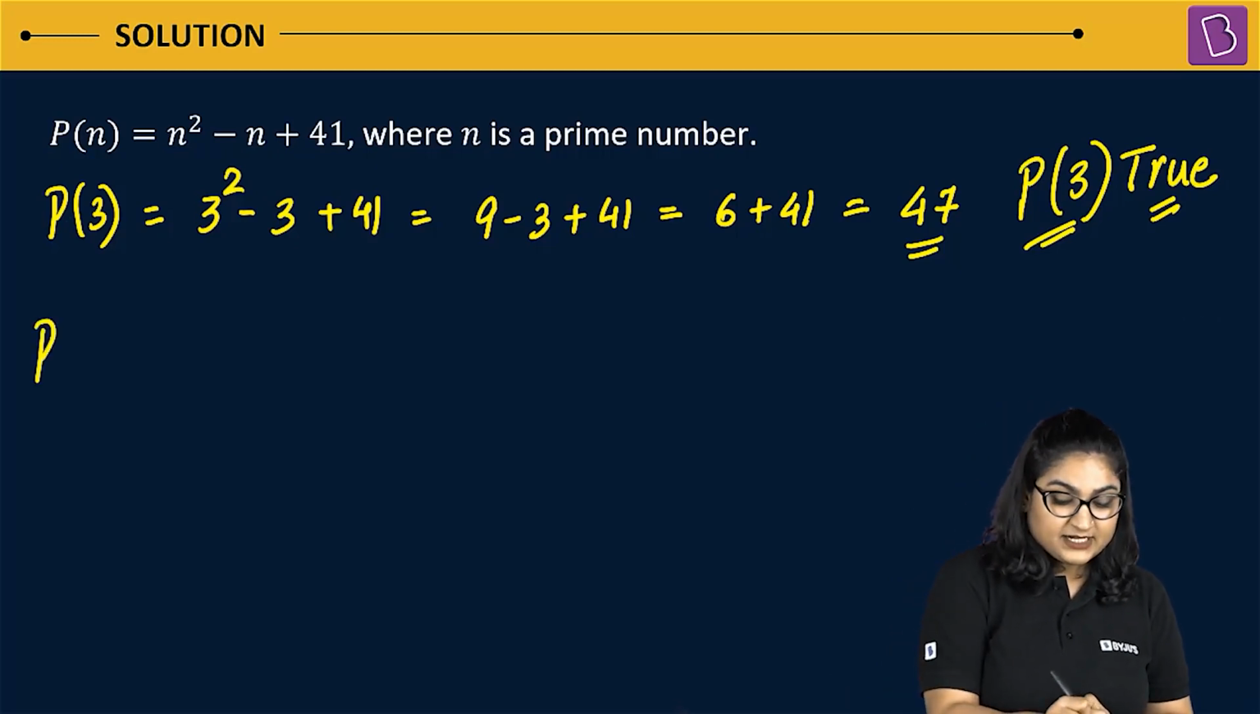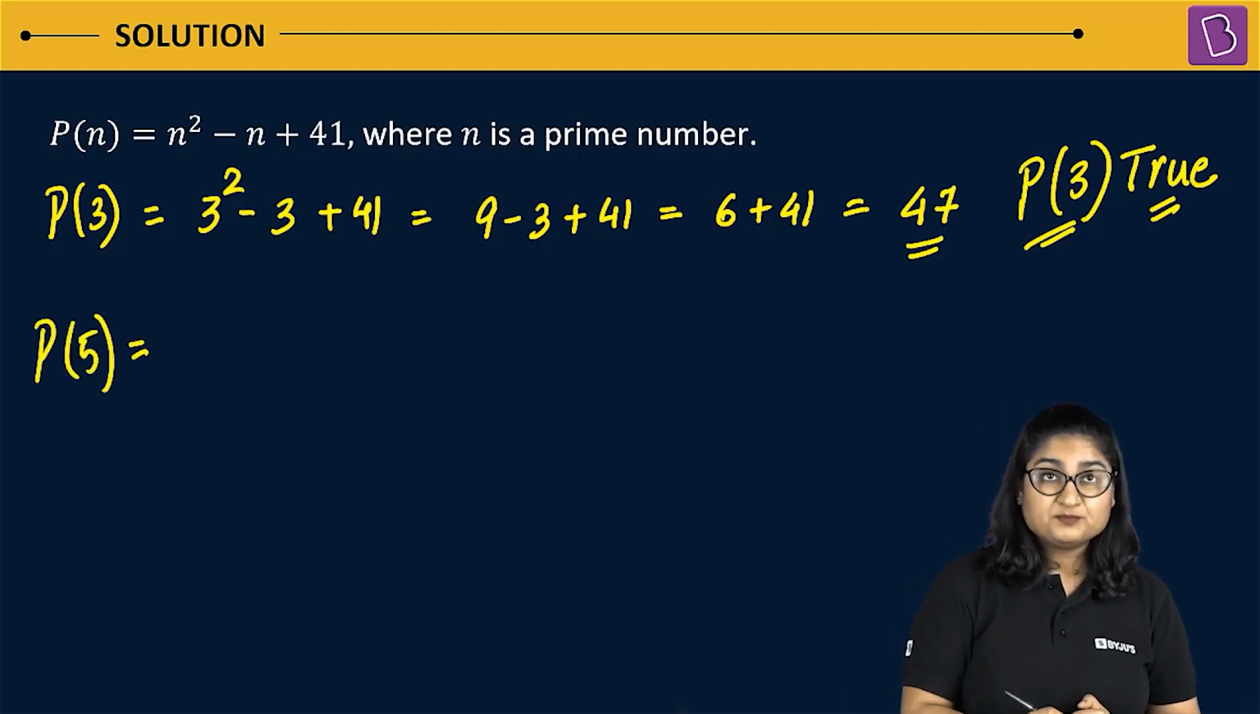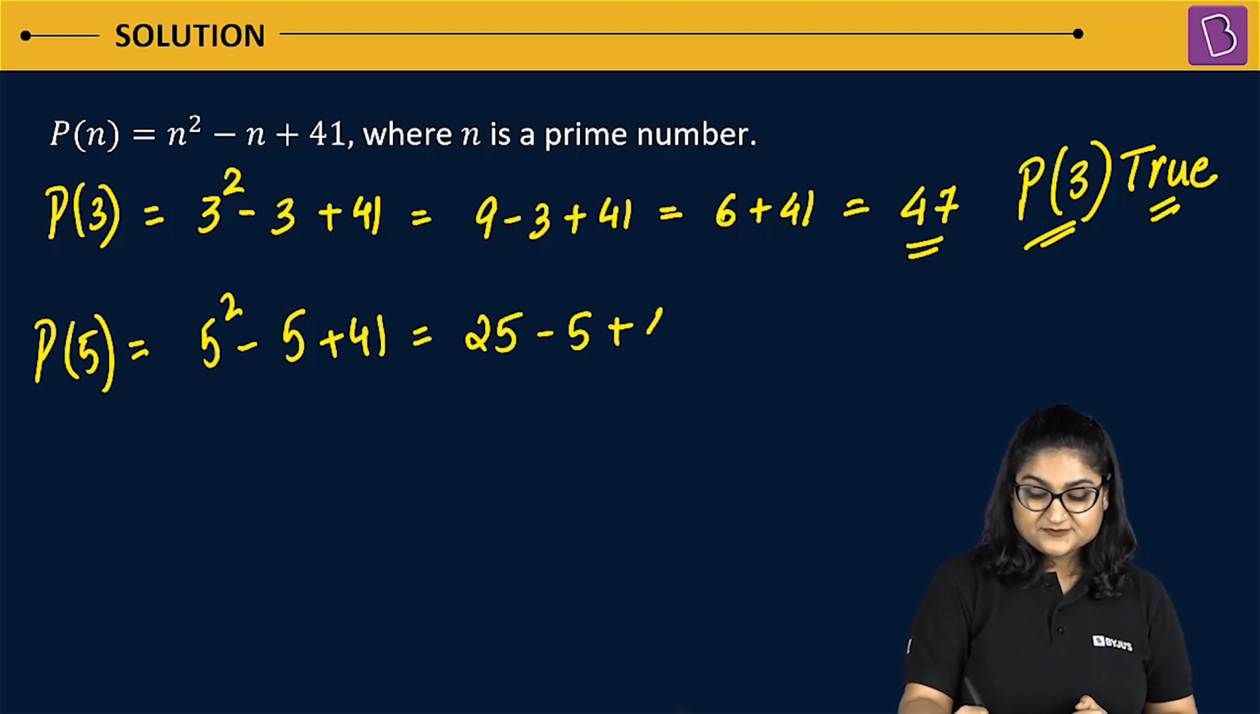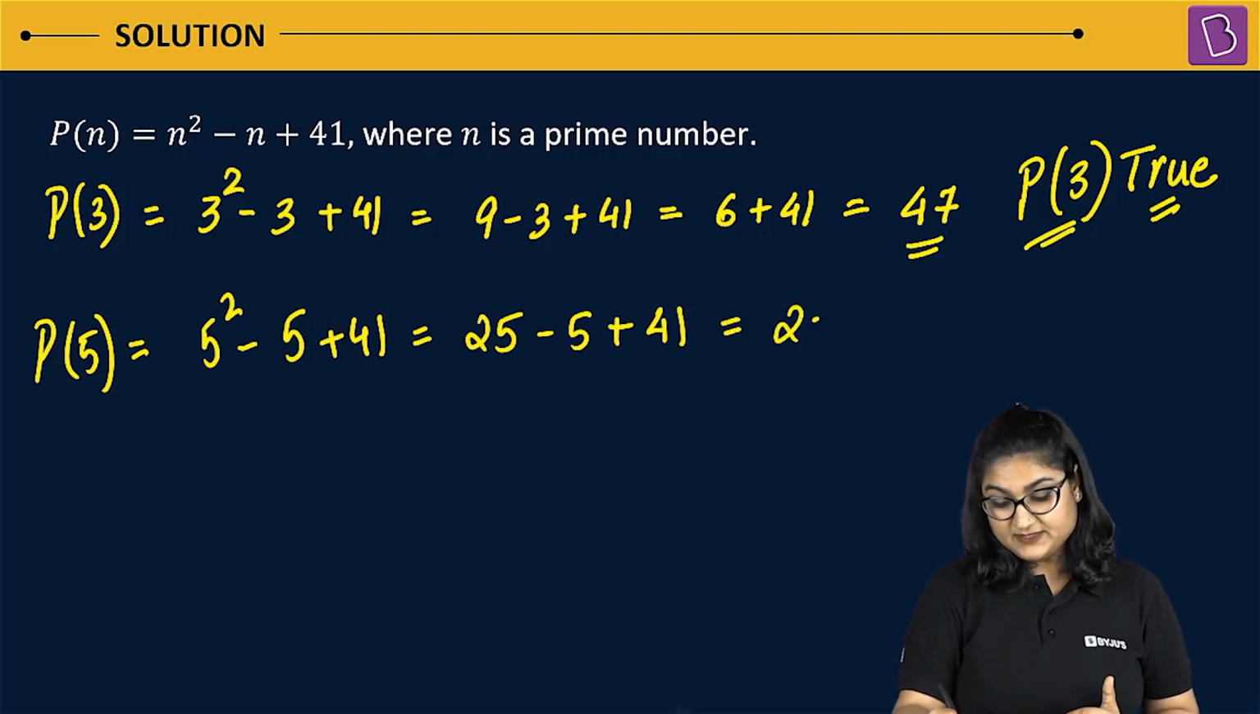Okay. Now let's calculate P of 5. So P of 5 would be equal to 5 square minus 5 plus 41, which is equal to 25 minus 5 plus 41, which is equal to 20 plus 41, which is equal to 61.